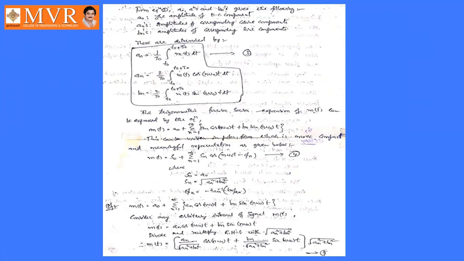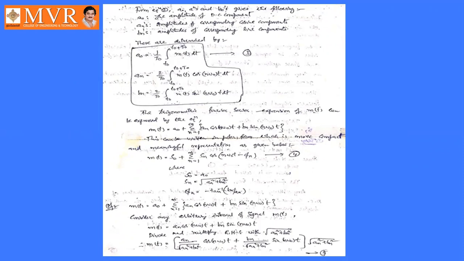a0 is nothing but the amplitude of DC component. an is the amplitudes of corresponding cosine components, and bn's are the amplitudes of corresponding sine components. Here we have three formulas for a0, an, and bn. a0 is defined as a0 = (1/t0) ∫ from t0 to t0 + t0 of m(t) dt. an = (2/t0) ∫ from t0 to t0 + t0 of m(t) cos nω0t dt, and bn = (2/t0) ∫ from t0 to t0 + t0 of m(t) sin nω0t dt.